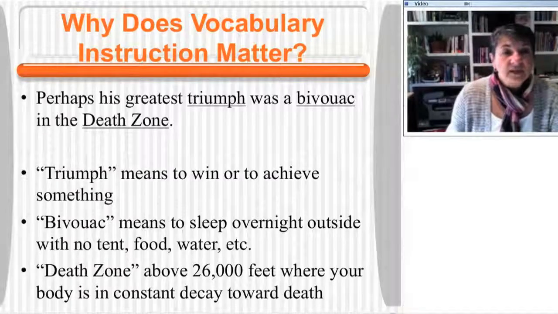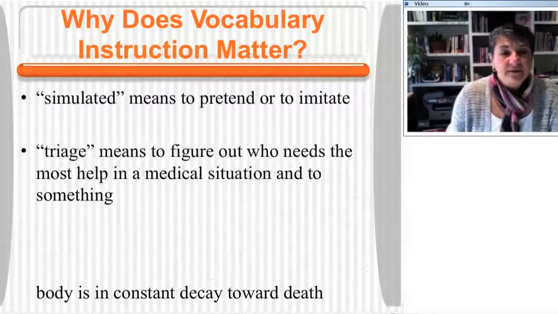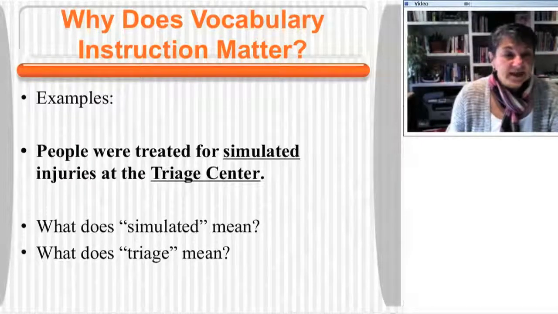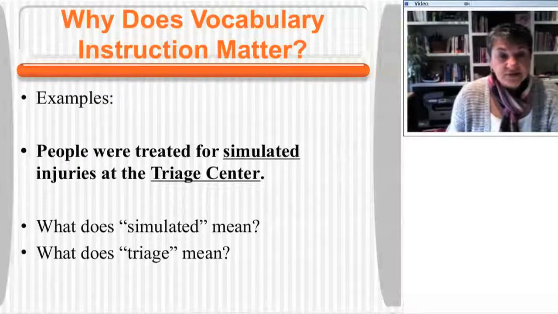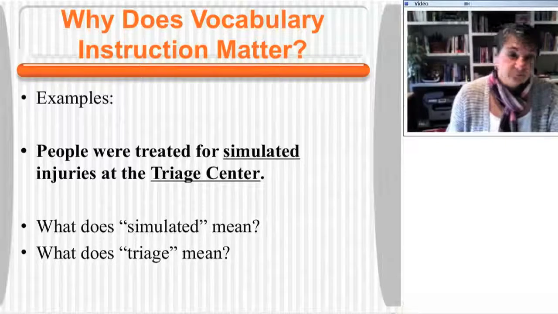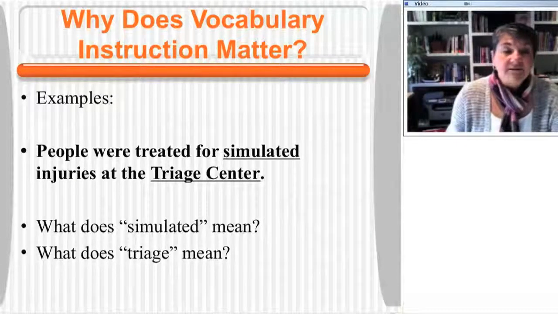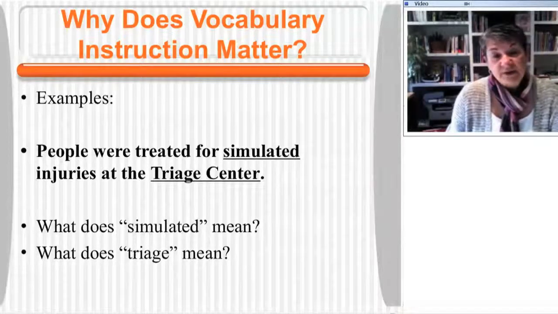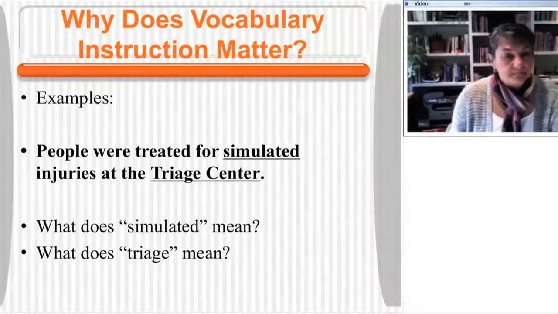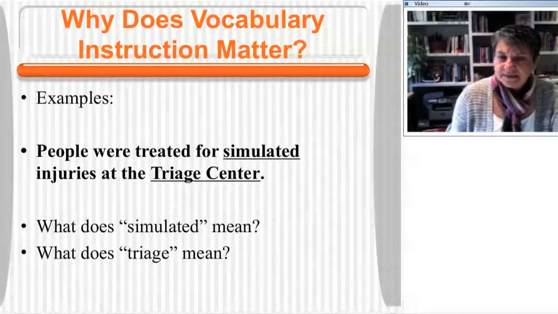So let me go back for a minute and look at the sentence again. People were treated for simulated injuries at the triage center. So simulated injuries means they're pretend injuries. They weren't really real. Maybe they were practicing for a real event. And the triage center would maybe be a hospital, maybe a medical clinic, something like that. So really, in order to know what that sentence means, you've got to know the meanings of the words.